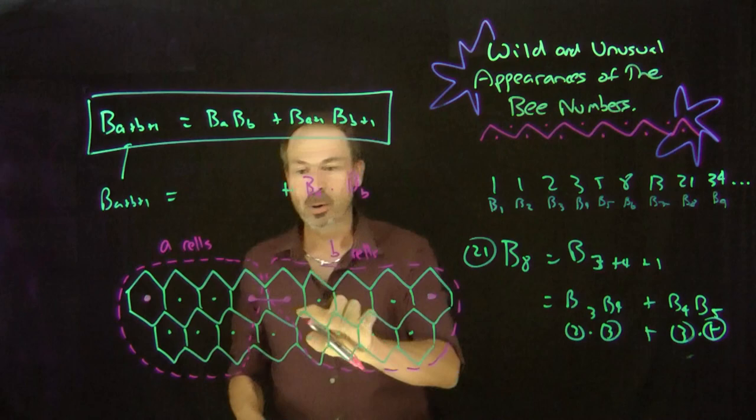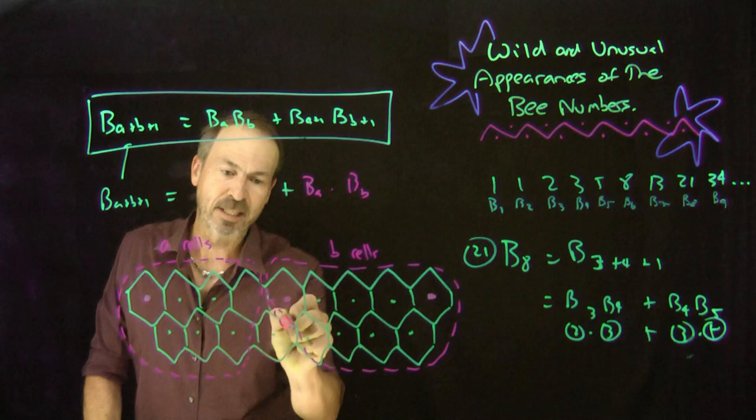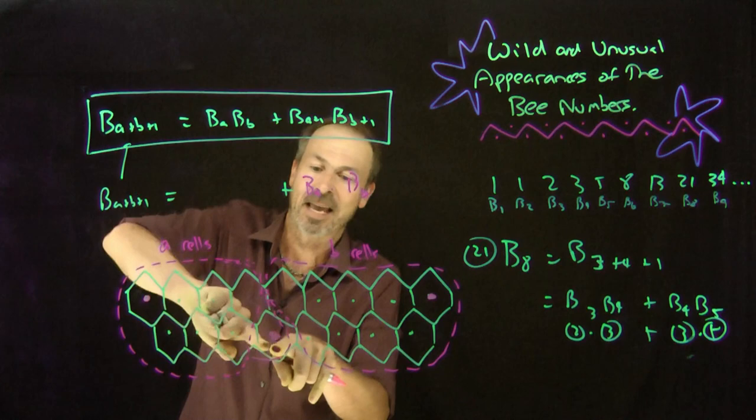Now, how do I actually use that special cell? Well, I think of this as a cluster of A plus 1 cells. I've got to use this, I've got to use that. So I'm going to go from here to here, somehow get there to there. How many ways to do that? Oh, B of A plus 1, or A plus the extra 1.